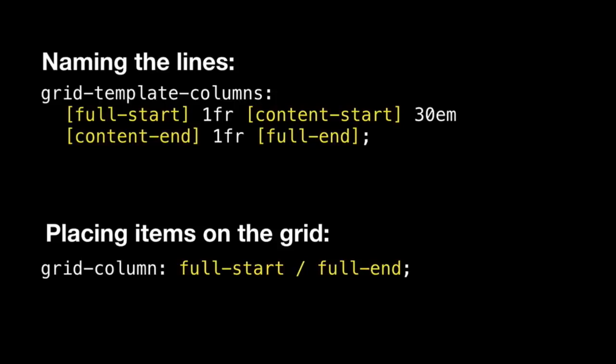So then placing items onto the grid works exactly the same as with using line numbers, but you use the names instead. And it's more flexible because then if you go and add a line somewhere, you don't have to change the numbers again.